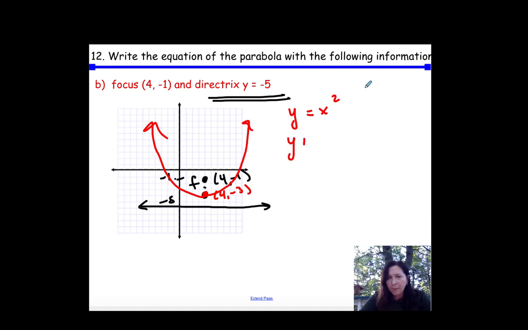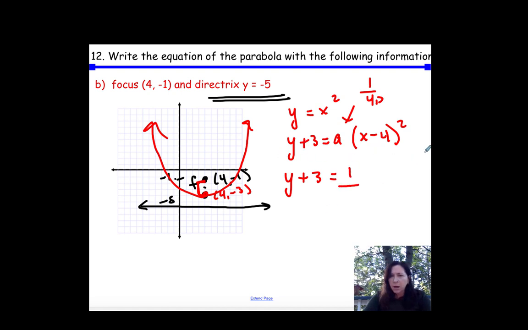So this will be y plus 3 is equal to a times the quantity x minus 4, quantity squared. And remember, my a value is 1 over 4p. P being the distance from my vertex to my focus, and that's 2. So therefore, my equation is y plus 3 equals 1 over, p is 2, that's 2. So 1 over 8 times the quantity x minus 4 squared.